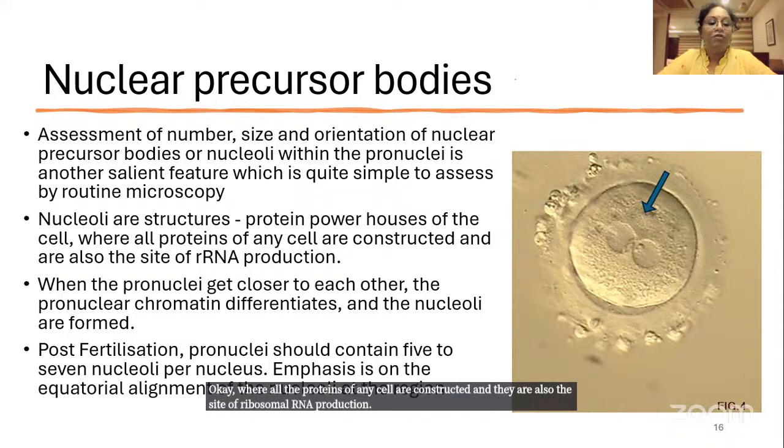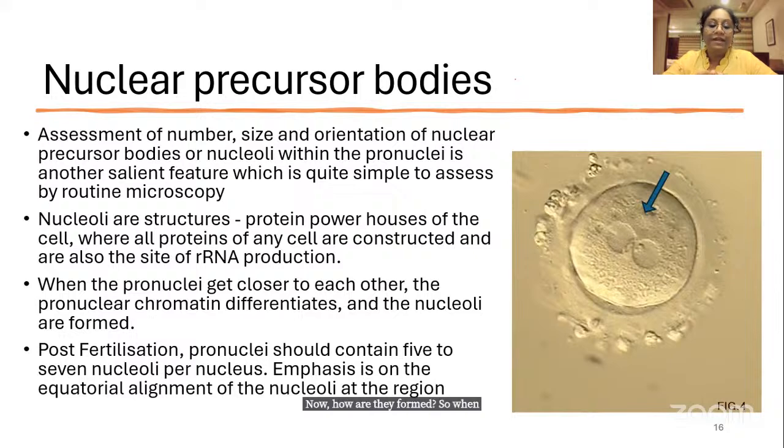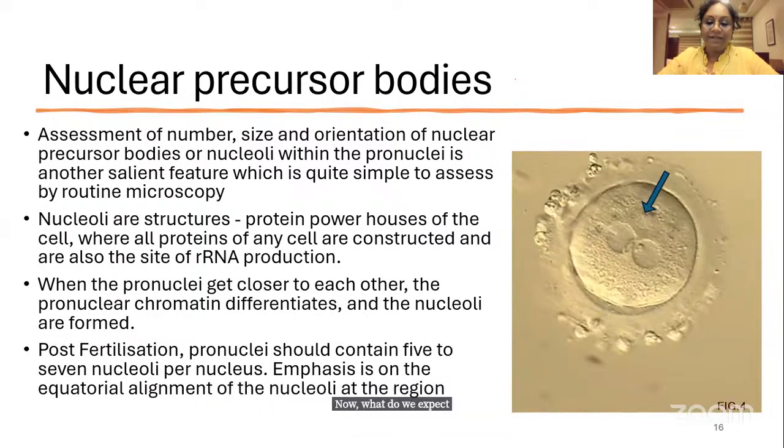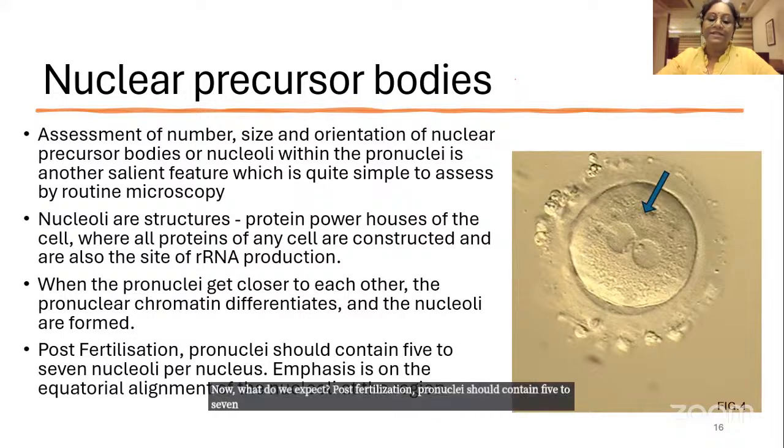Now, how are they formed? When the pronuclei get closer to each other, the pronuclear chromatin differentiates and the nucleoli are formed. What do we expect? Post-fertilization, pronuclei should contain 5 to 7 nucleoli per cell. The emphasis here is on the alignment of these nucleoli in the equatorial region. So if you see the nucleoli aligned in the center of the pronuclei, that indicates a normal formation.